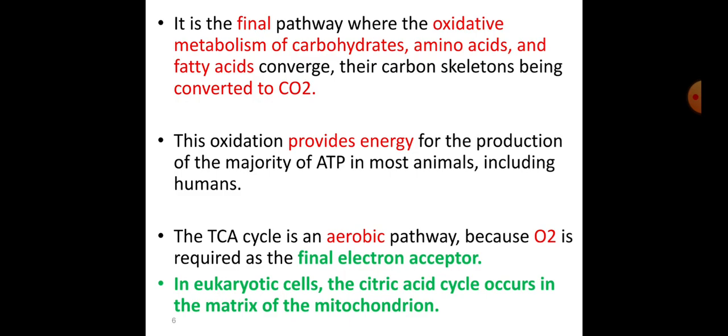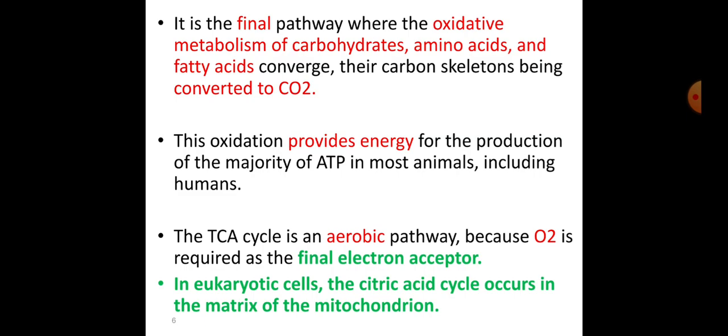It's the final pathway where the oxidative metabolism of carbohydrate, amino acid, and fatty acid converts their carbon skeletons to CO2. So it's the final pathway for the metabolism of macromolecules. Whether carbohydrate, fats or some protein, the carbon skeletons produce energy and release CO2, which is exhaled outside. They need oxygen for the respiratory chain. This oxidation provides energy for the production of the majority of the ATP in most animals, including humans. The TCA cycle is aerobic, which means it needs oxygen as the final electron acceptor.